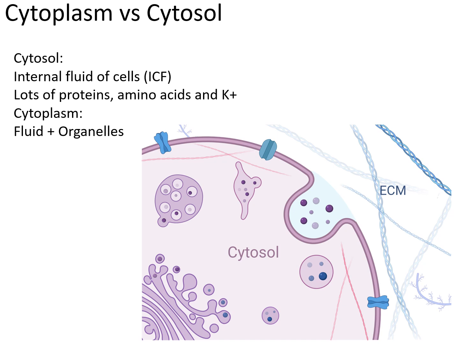So dissolved in the cytosol are tons of negatively charged proteins, lots of amino acids, tons of little pieces of DNA and RNA, and a whole lot of potassium cations.